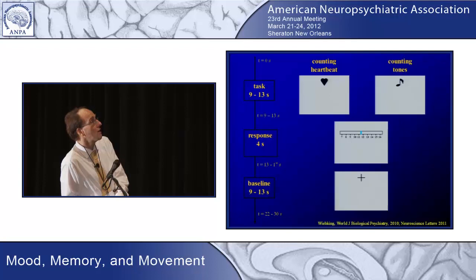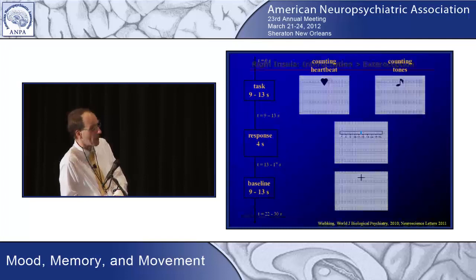And we also included a longer baseline. So this is again sort of the paradigm. Subjects had to perceive their heartbeat for 9 to 13 seconds, either perceive the heartbeat as indicated by the heart, or the tone, and then they had to make the judgment how many beats of the heartbeat or how many times the tone were played, followed by a longer baseline.